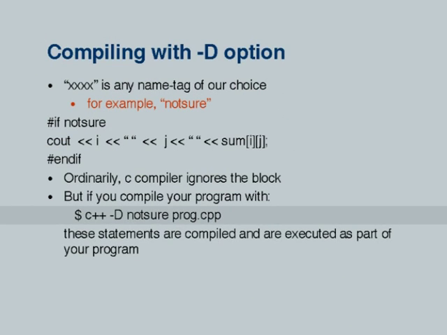I note once again, if I don't invoke any option in my compiler, the program would be compiled normally, completely ignoring these statements. If however I give a command C++ -D not sure proc.cpp, so -D is a debugging flag. This is followed by a token or a name. What is that token? I have used the word not sure. You can use XXX, YYY, error debug or just debug or whatever.